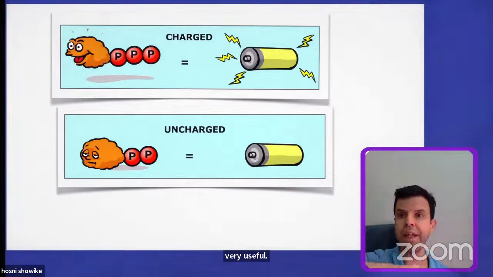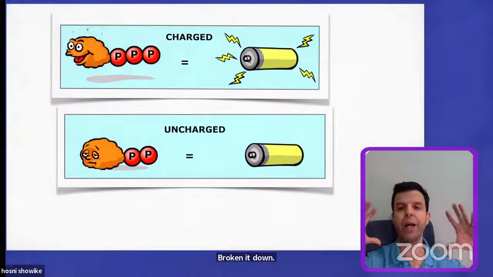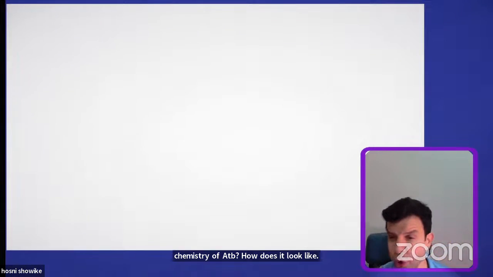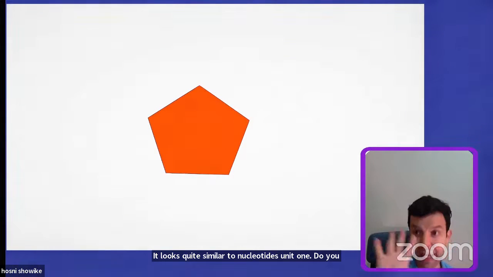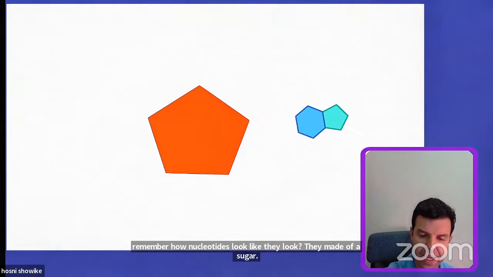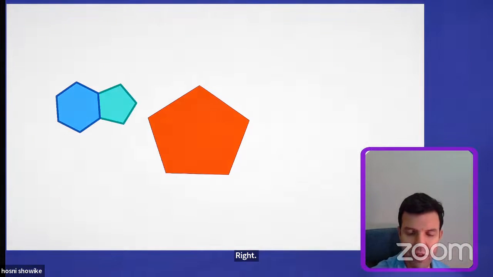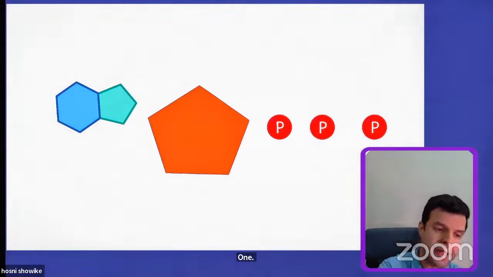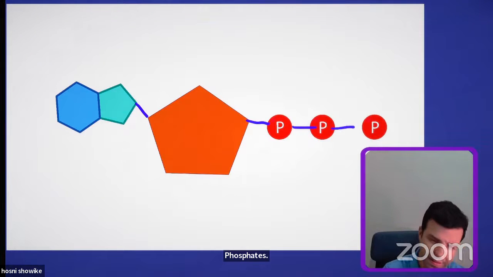It could be charged up, it could be broken down. Now, if I am to look at the chemistry of ATP, how does it look? It looks quite similar to nucleotides, unit 1. Do you remember how nucleotides look? They're made of a pentose sugar. They got a nitrogen base like this, right? In addition, I got 1, 2, 3 phosphates. So again, it's basically a nucleotide with 3 phosphates attached to it.